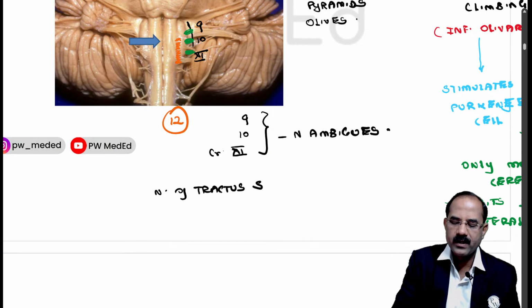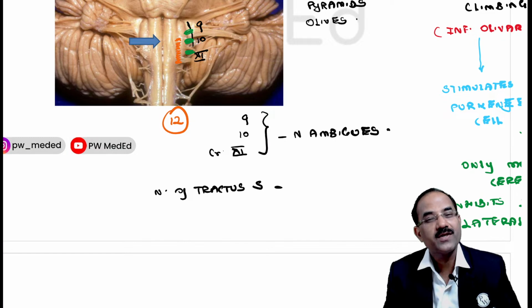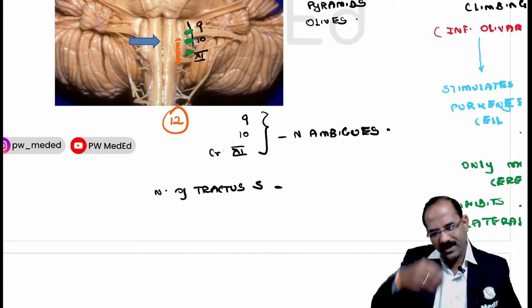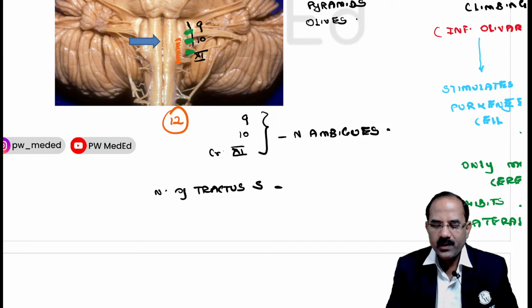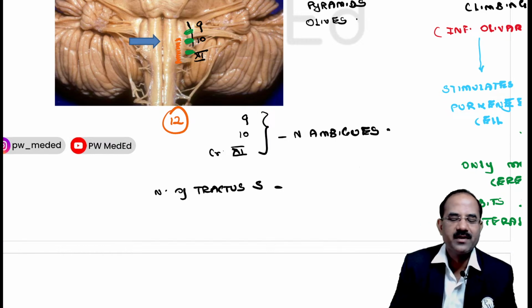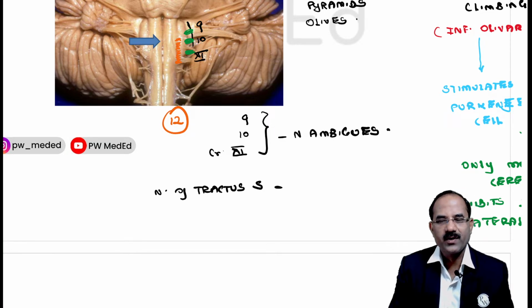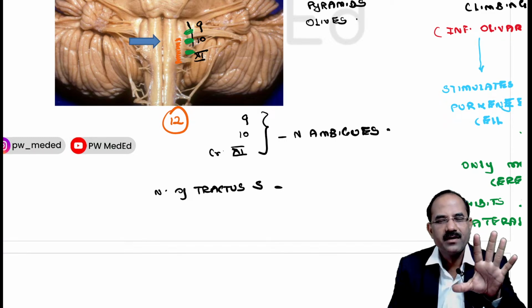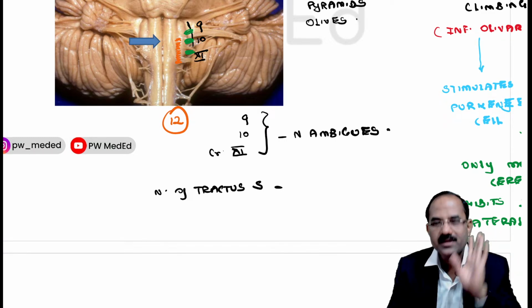Nucleus of tractus solitarius is a common nucleus for which nerves? Come on. See, we have directly jumped where? It's not salivatory. Come on. The nucleus of tractus solitarius. How will you remember? Tongue. Just remember the tongue. This you'll understand.